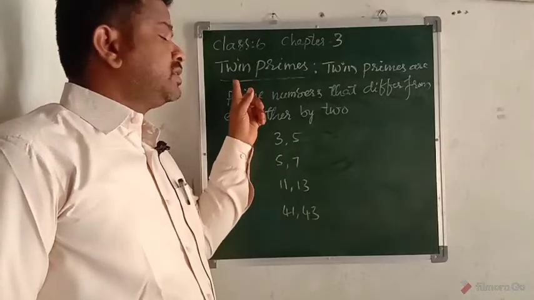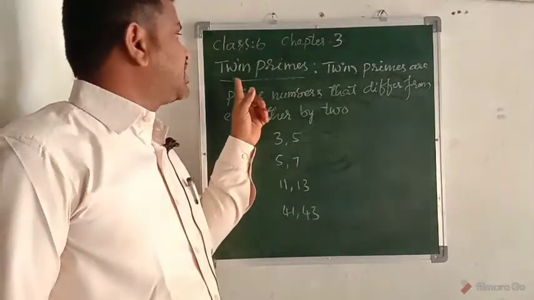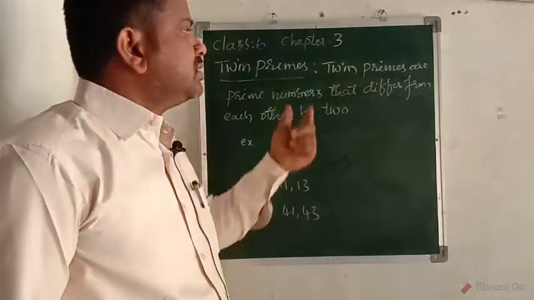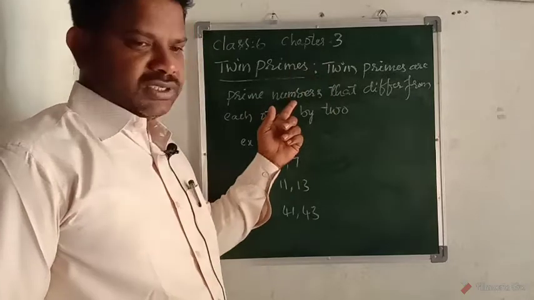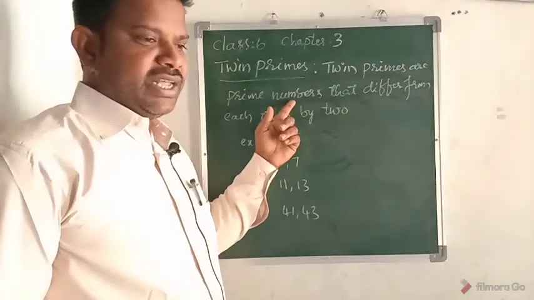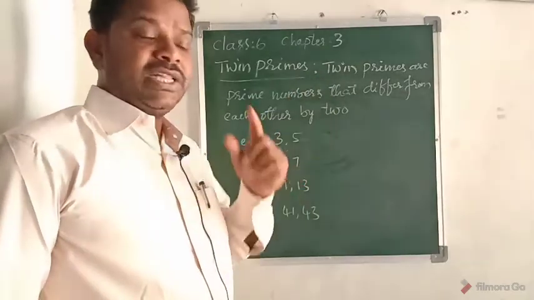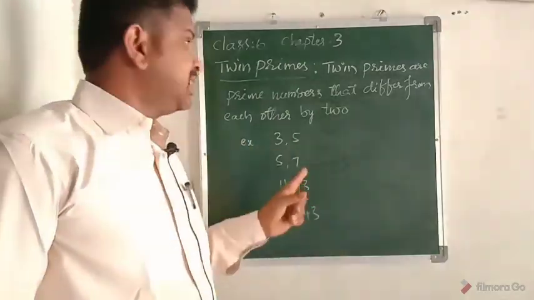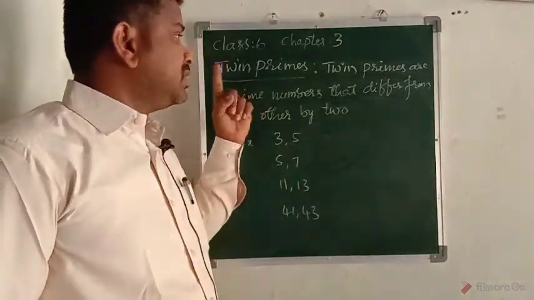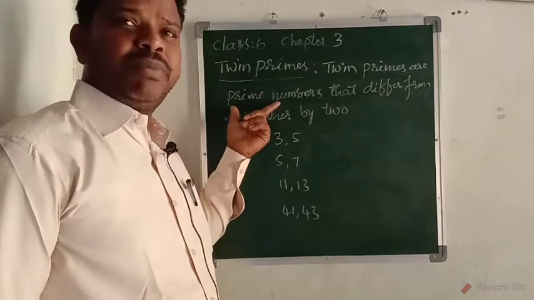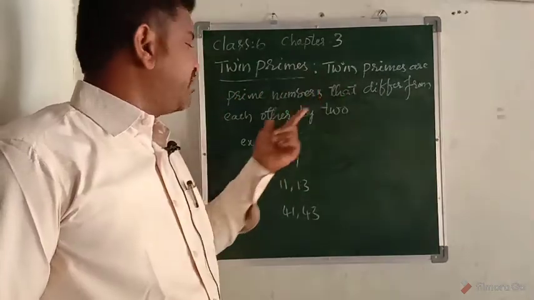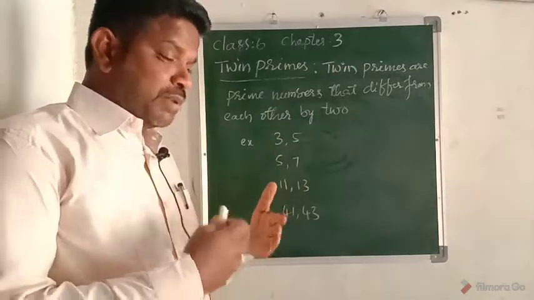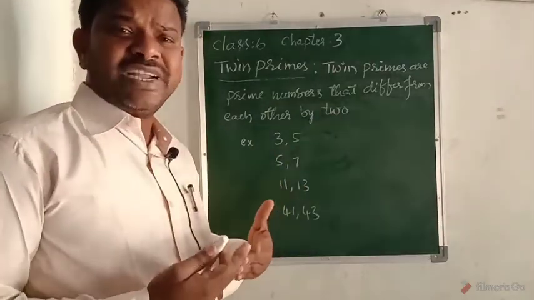After coprimes, we will discuss twin primes. What are the twin primes? Twin primes are prime numbers. In the case of coprimes, all coprimes need not be prime numbers. But in twin primes, the numbers should definitely be prime, and they differ from each other by 2. That means prime numbers which have a difference of 2.